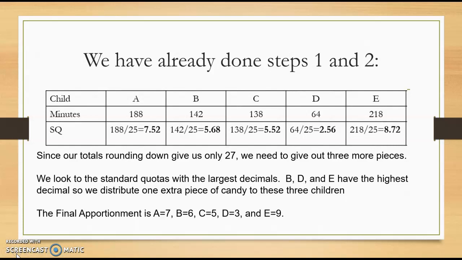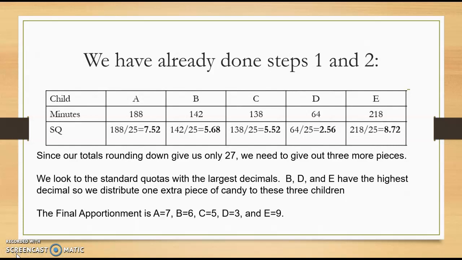In our candy example, as we saw before, the standard quotas gave us 7.52, 5.68, 5.52, 2.56, and 8.72. Rounding down only gave us 27 pieces of candy, so we need to allocate 3 more pieces. We look at the standard quotas with the largest decimals. In this example, B, D, and E have the highest decimals, so we distribute one extra piece of candy to these children. The final apportionment here would be 7 for child A, 6 for child B, 5 for child C, 3 for D, and 9 for E.